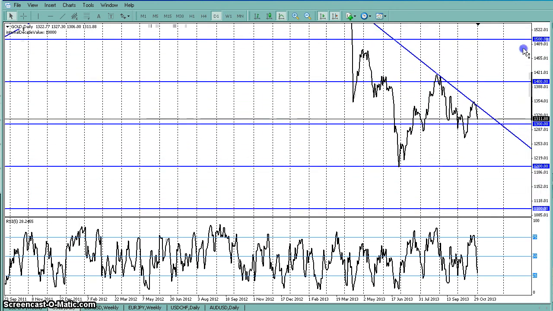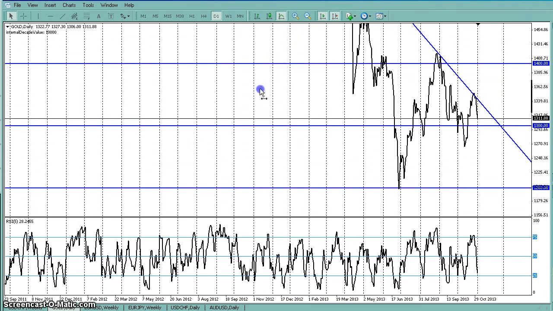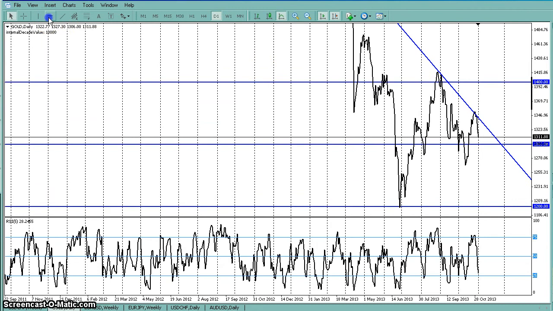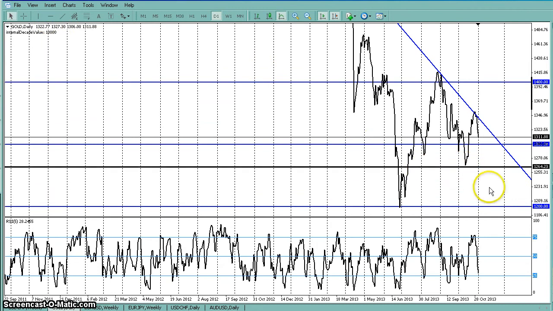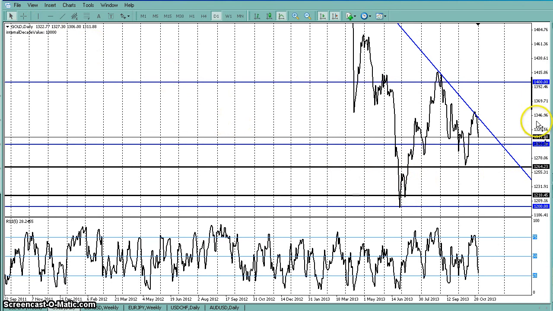If we drill down to the daily, I could certainly see where I'd put my orders would just be right there in this cluster of orders down in here.